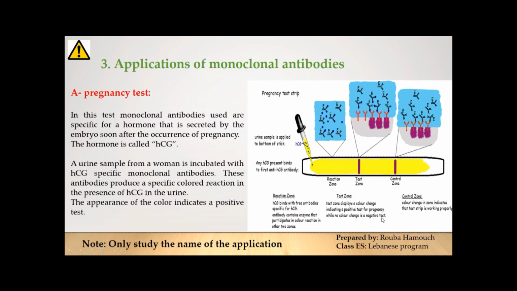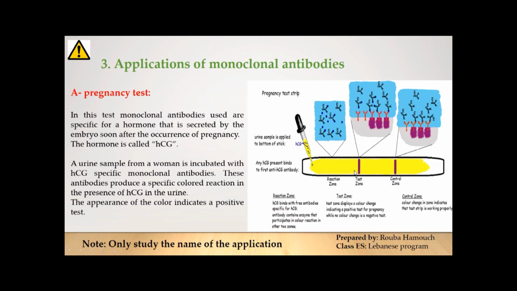while no color change indicates a negative test. So the pregnancy test strip is made up of monoclonal antibodies produced experimentally in the technique discussed in the previous video. And now, if the woman is pregnant, her urine contains a hormone produced by the embryo called HCG.